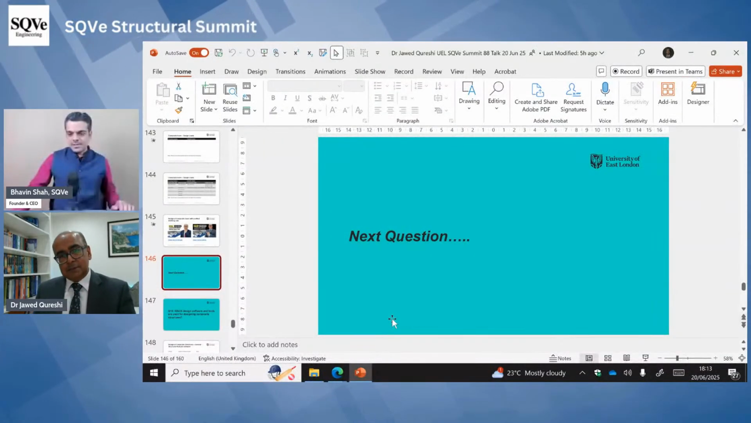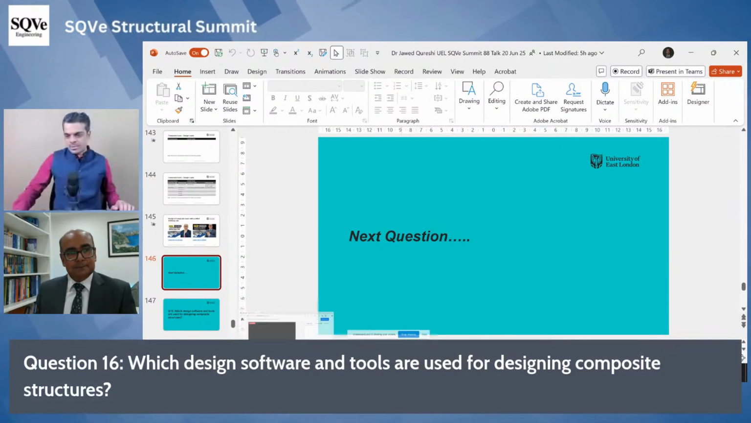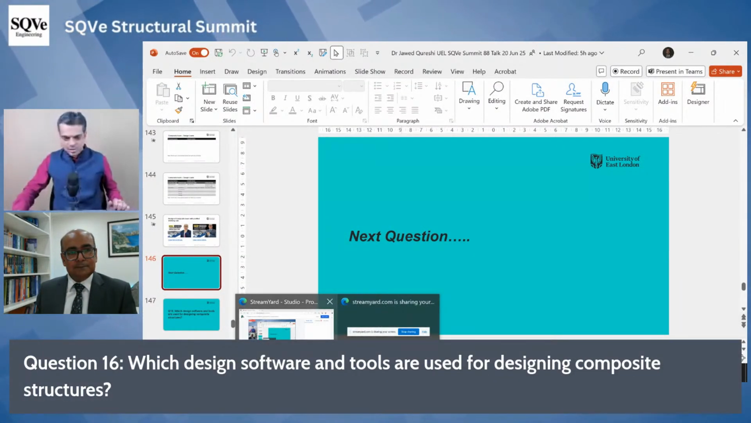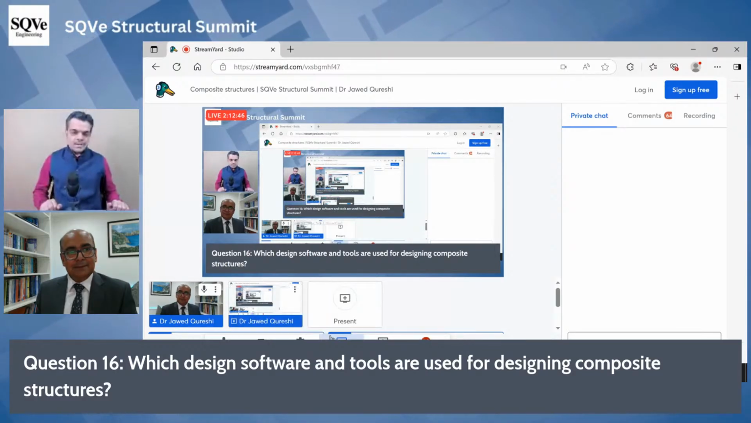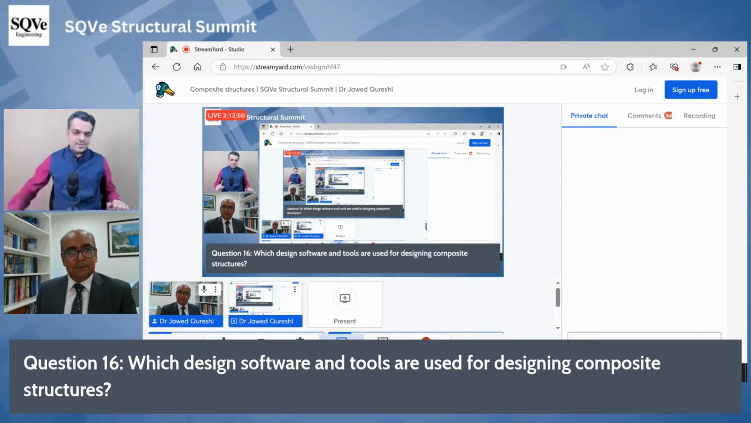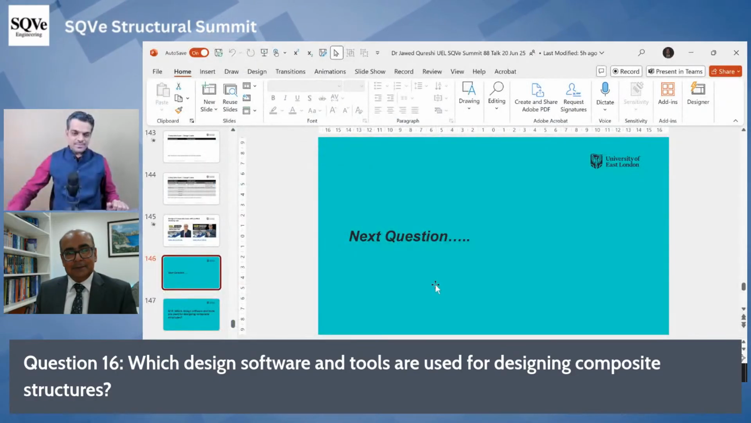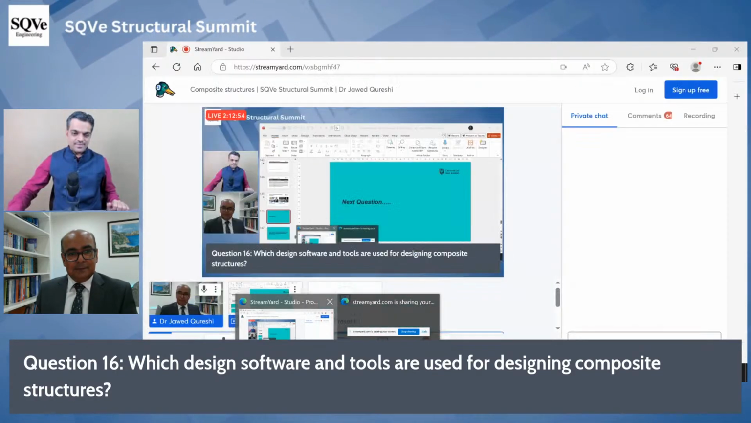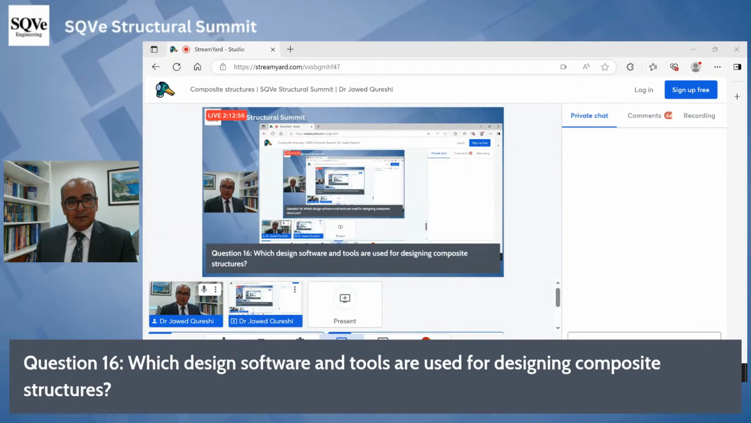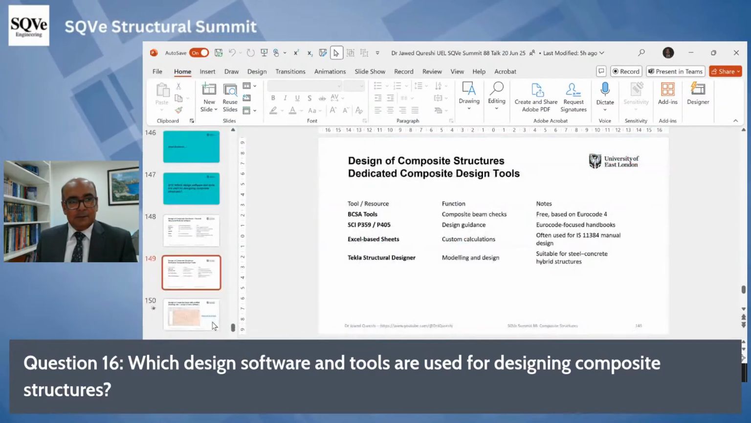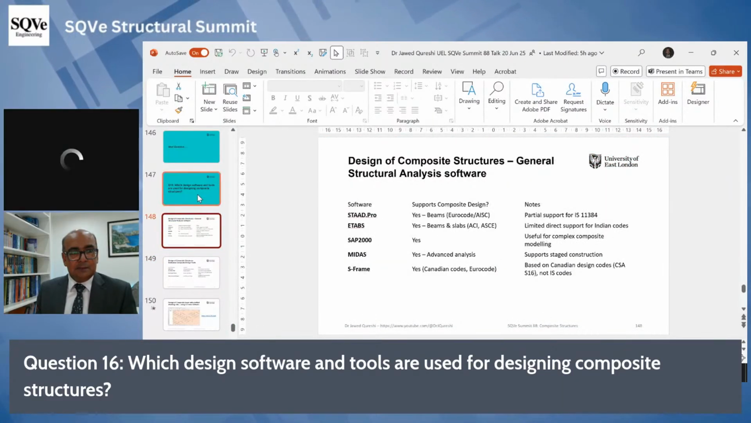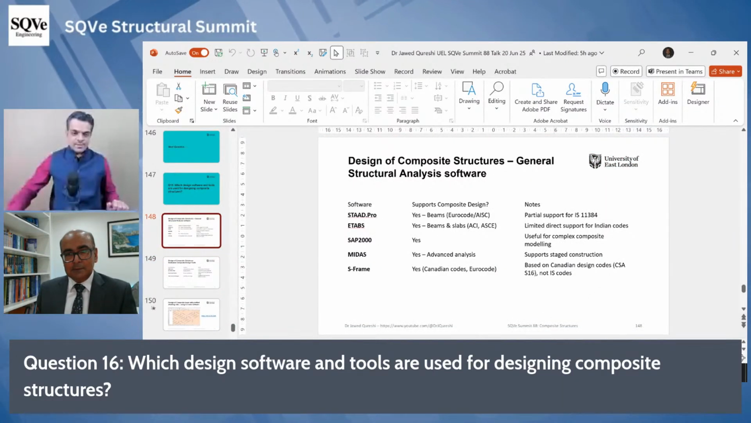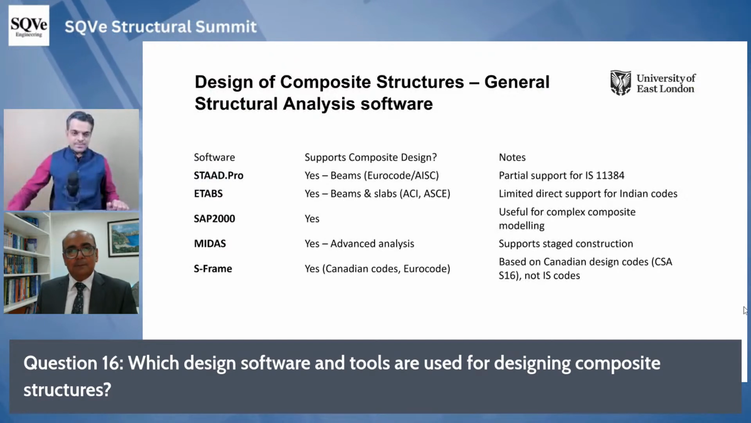Shall we move to next question, Bhavin? Yeah, so I think probably we can take up last question now. Yes. Which design software and tools are used for designing composite structures? Excellent. Is my screen shared? My screen is shared, isn't it? Yeah, you can go ahead, please. Okay.